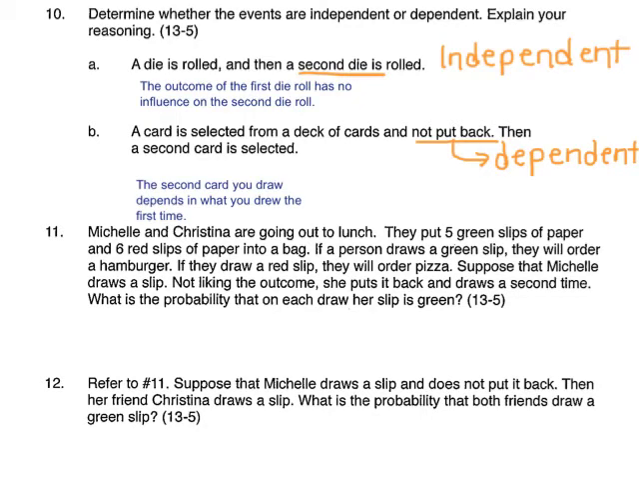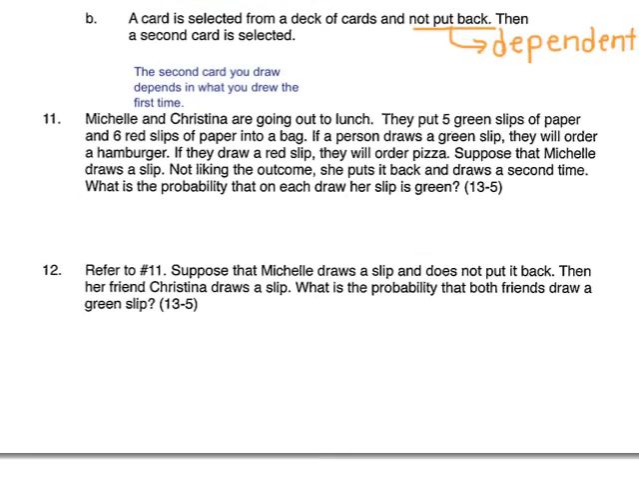So the second card you draw depends on what you draw the first time. If you drew a club the first time, then you have one less black card in the deck. And also you have one less card in the deck, period. So that reduces your probability denominator. Okay, let's take a look at 11.